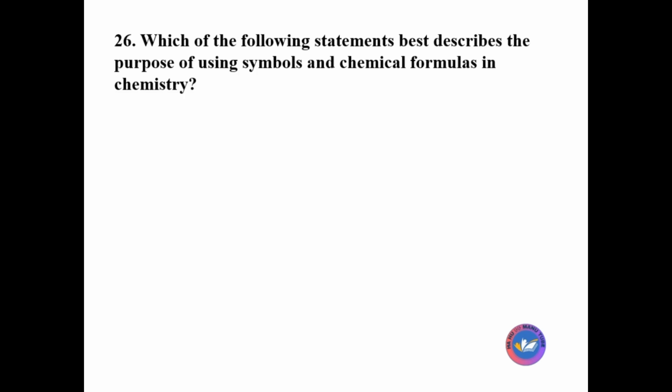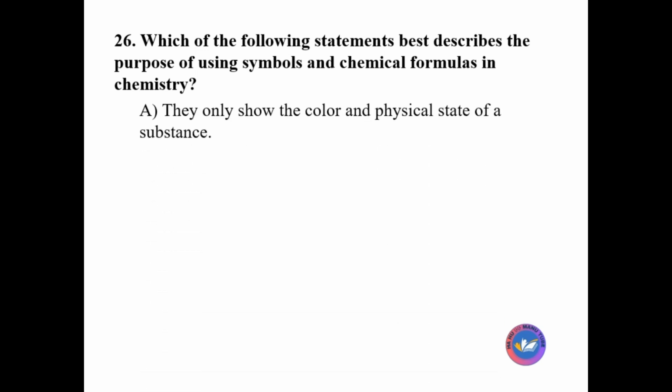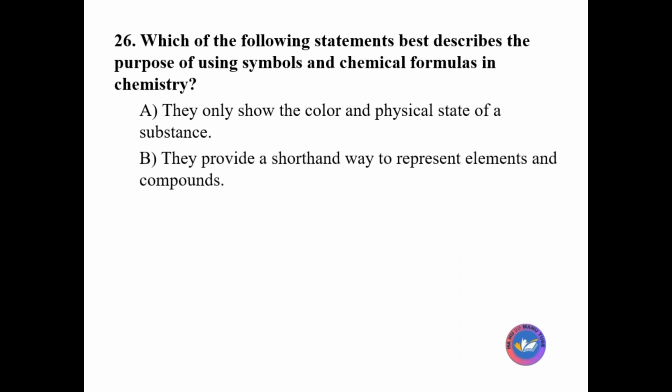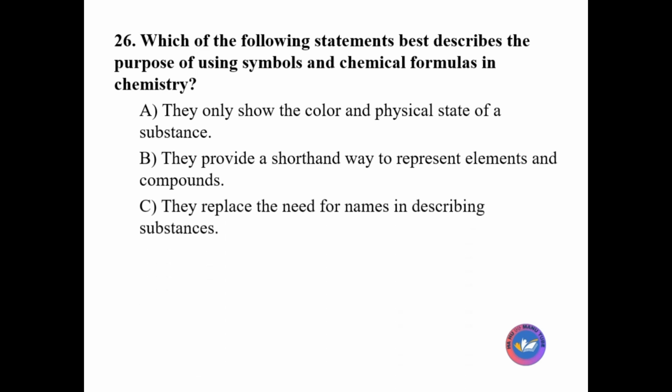Question number 26. Which of the following statements best describes the purpose of using symbols and chemical formulas in chemistry? A. They only show the color and physical state of a substance. B. They provide a shorthand way to represent elements and compounds. C. They replace the need for names in describing substances. D. They only indicate the type of chemical bonds present.